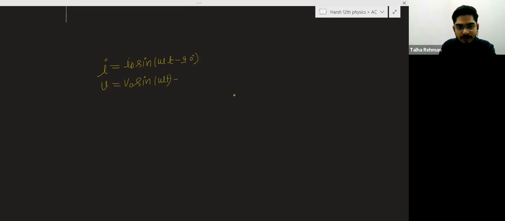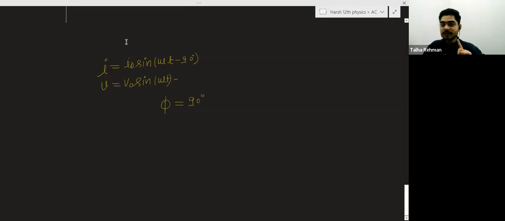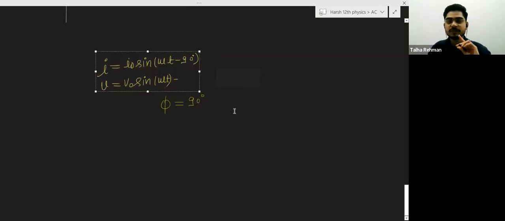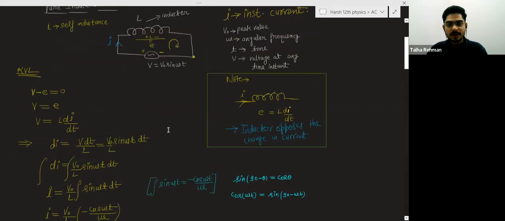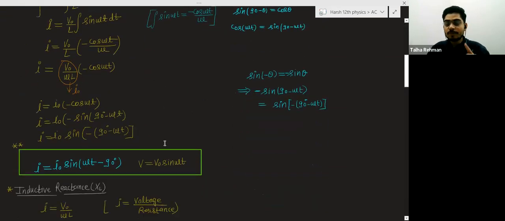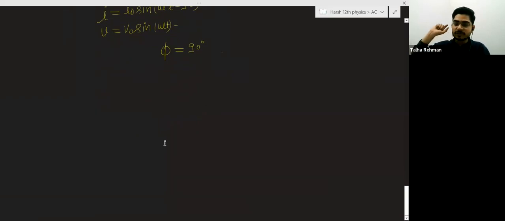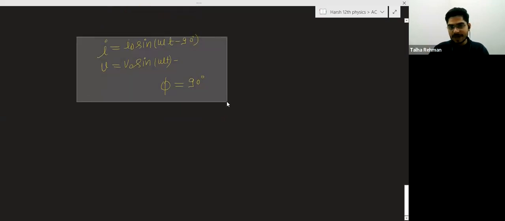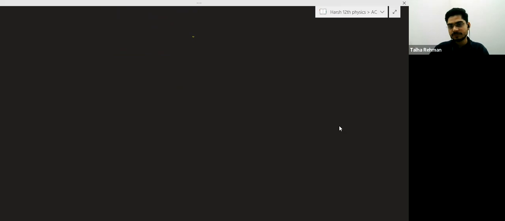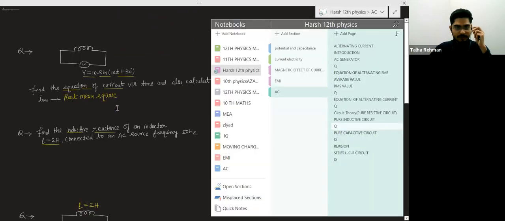Now remember one point: the phase difference phi between the current and the voltage must be 90 degree. This point is very important. Whatever the equation of the voltage, you will not always get V is equal to V naught sine omega t. Just because I have taken it here, there can be any equation. The main thing to remember is that the phase difference between the current and the voltage will always be 90 degree, and we will apply this concept in this question.